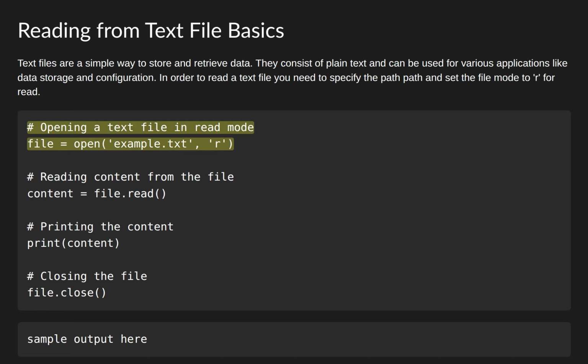To read a text file, you must specify its path and set the file mode to r for reading. The code opens a text file named example.txt in read mode. It reads the entire content of the file and stores it in a variable called content. The content is then printed to the screen for you to view. Finally, the file is closed to free up system resources. When you run this code, you will see the contents of the text file displayed as output.